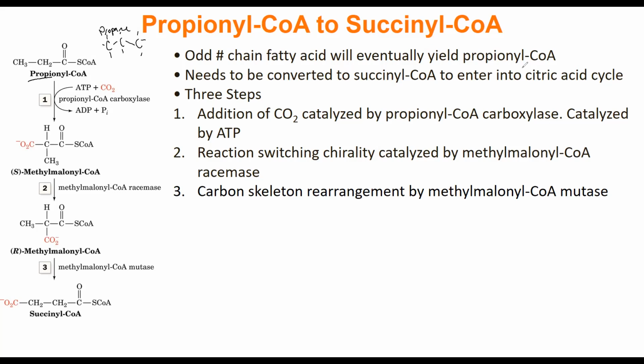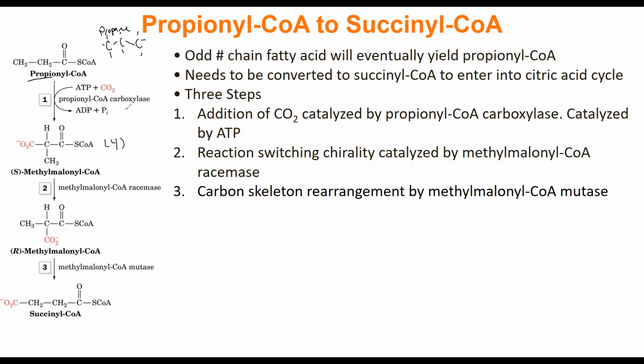So what we do is instead of creating acetyl coenzyme A to go into the citric acid cycle, we're going to make succinyl coenzyme A and put that into the citric acid cycle itself. And this is done in 3 simple steps. The first step is we're going to use ATP and attach carbon dioxide to this propionyl coenzyme A. So we're going to take this 3-carbon compound and make it a 4-carbon compound via carbon dioxide.